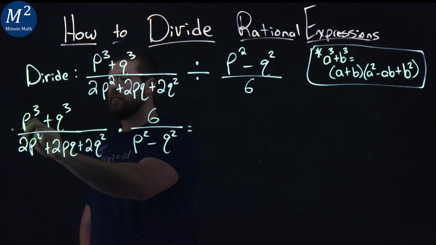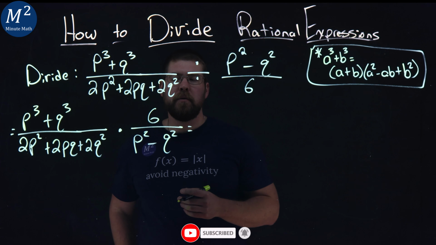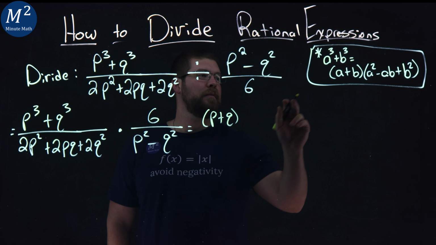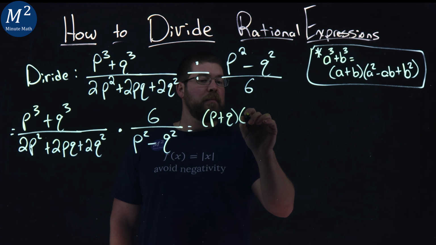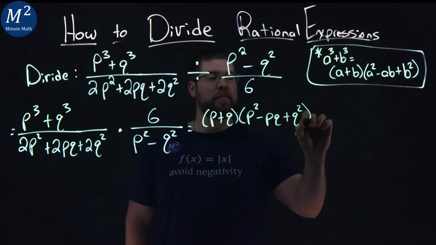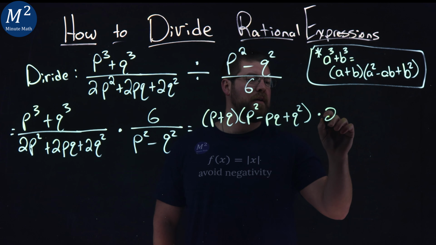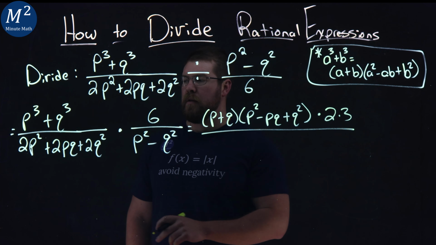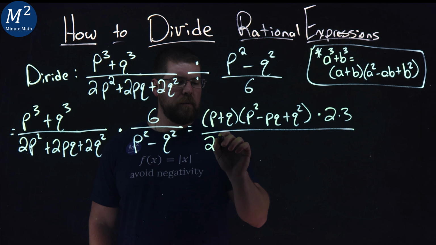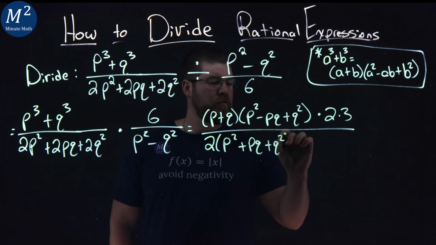Now from here, what we want to do is factor what we can in each part. Right here, p³ plus q³, using my little formula here, is (p + q) times (p² − pq + q²). Here p's are a's, q's are b's. So we have the first part multiplied by, and instead of 6, let's write 2 times 3 in the denominator. Now notice here, I've got a 2 in each part. Let's pull that out. 2 comes out, and we have p² plus pq plus q².